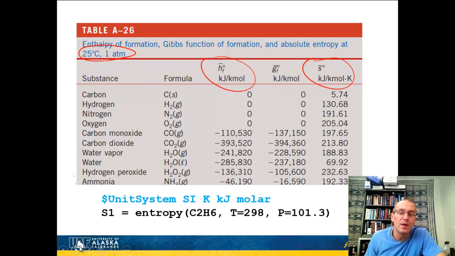And if you're using EES, you're going to want to use the entropy function again, give it the temperature 298, give it the atmospheric pressure to give you a standard state entropy, and that's going to go ahead and give you S0 for any of your hydrocarbons. So here I do it for ethane. So this is how you can go ahead and get the values from A26 using EES.